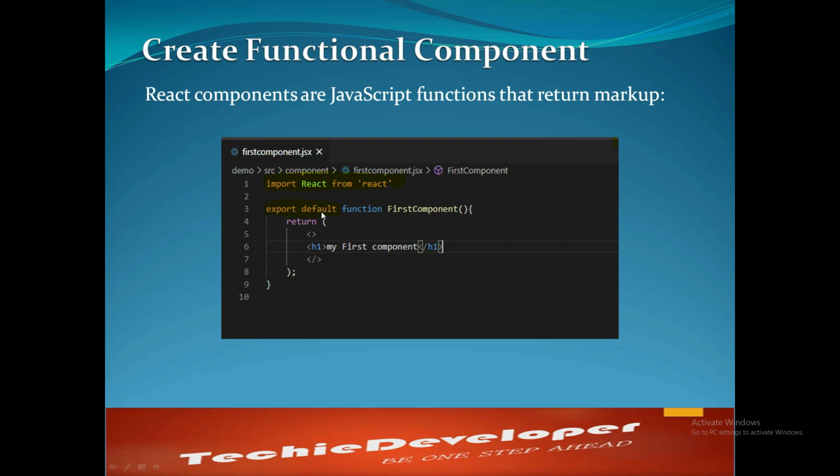The second one is default. Default means that inside this JavaScript file, this is the main function, the function which should be considered as the functional component. That's why we have declared it as default, so that React will consider this function the main function of this file. Now let's try it practically.